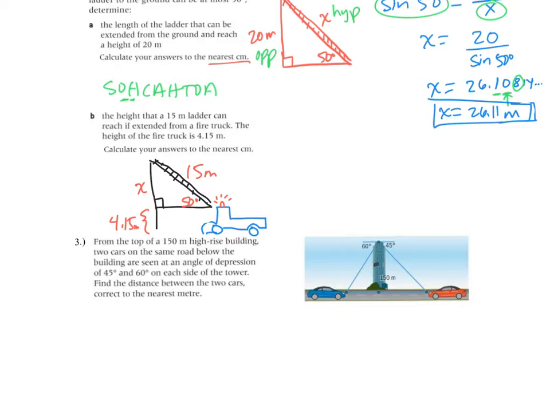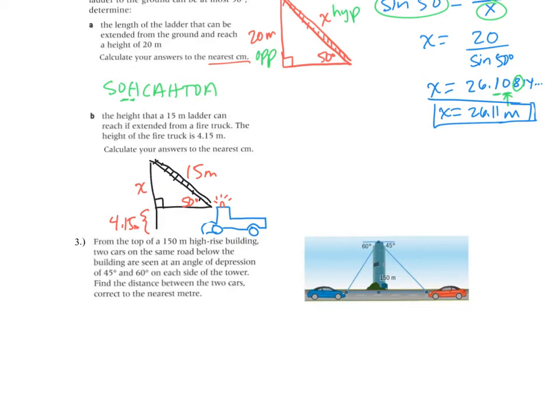Then in letter B, we're asked to find the height that a 15-meter ladder can reach if extended from a fire truck, and the height of the fire truck is 4.15 meters. And then we're going to calculate this answer to the nearest centimeter, so the nearest 100th of a meter, okay? So I've drawn, here's the ladder being extended from the truck that's 4.15 meters off the ground. Remember, we have to maintain this 50-degree angle. So let's find out what x is, and then once we get x, we'll add it to 4.15 to get our final answer.